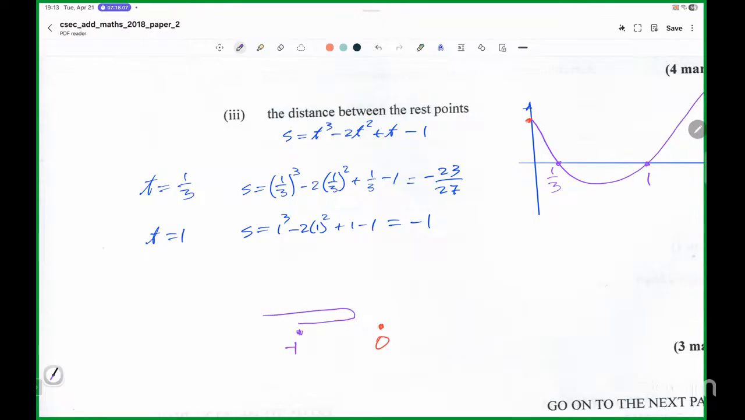That's when it turns. So it turns right here at negative 23 over 27. That's when t equals a third. And then it comes back and reaches negative 1 again right here, which is when t equals 1, when it reaches back the starting point where it started from.